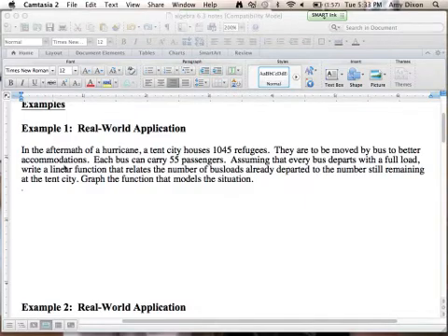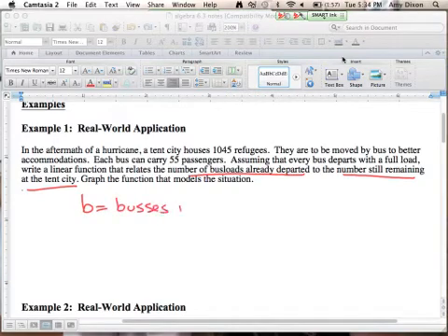So the question: write a linear function that relates the number of bus loads already departed to the number of people still remaining at Tent City. So those are our two variables. We'll call B the buses departed, and we will call P the number of people left in the tent city.